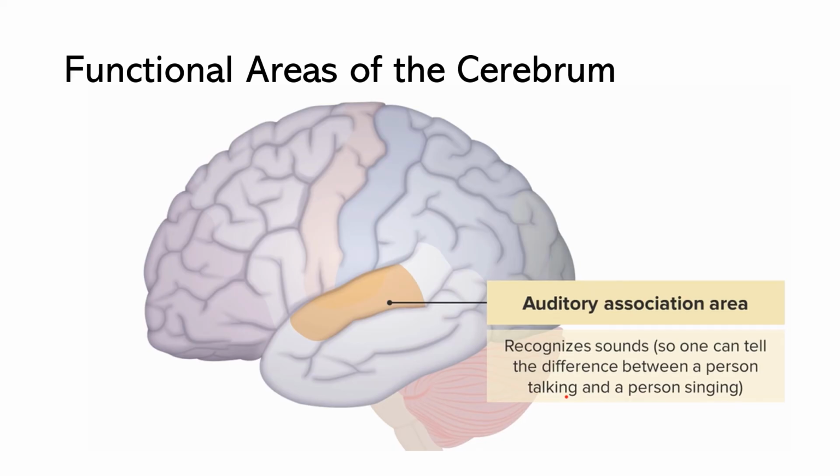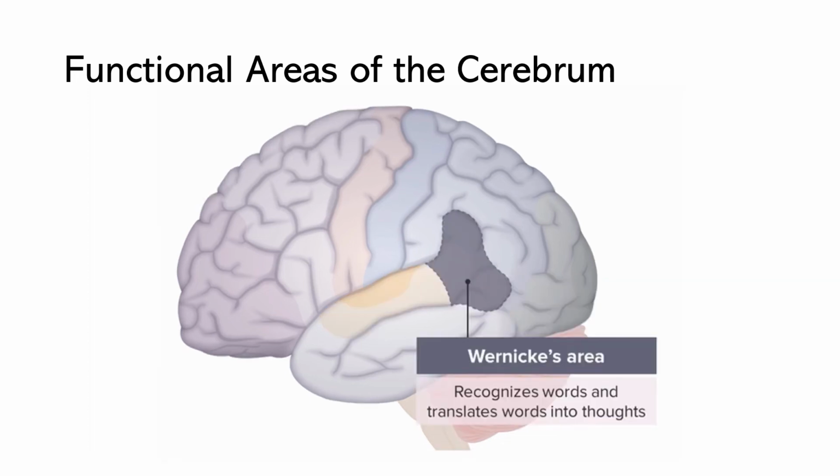Another association area is our auditory association area. Like the visual association area, it's associated with recognizing objects or recognizing visual stimuli. And the auditory association area is responsible for recognizing sounds. So this allows you to tell the difference between when a person is talking versus when a person is singing, or if you're listening to music, or if you're hearing a loud noise.